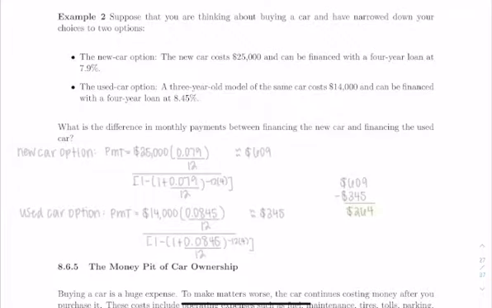So we need to figure out what the difference is in the monthly payments, and so we need to figure out the monthly payments for the new car and the used car. So let's go ahead and do the new car option first. So using our formula for payment, this car is $25,000 and our rate was 7.9, or 0.079. This is a monthly payment, so it's going to be divided by 12.